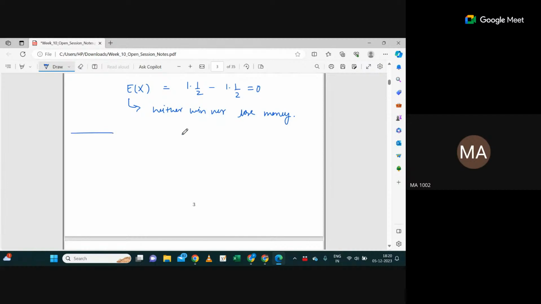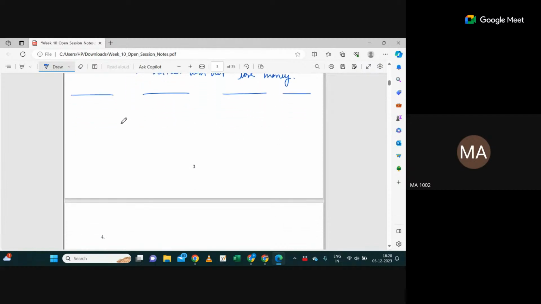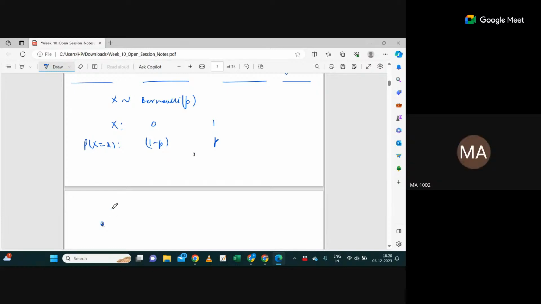Okay, let's do the expectation for some distribution. Suppose I'm saying X is following Bernoulli distribution with probability p. I don't know whether p is half or not. So what are the possible values X will take? 0 or 1. And what is the probability associated with each value? For 1 it's p, then for 0 it will be 1 minus p, right? Yes.